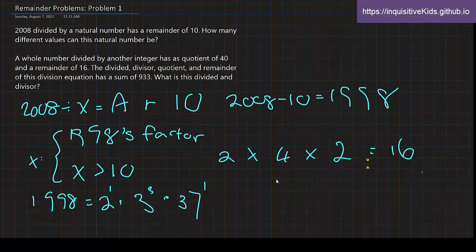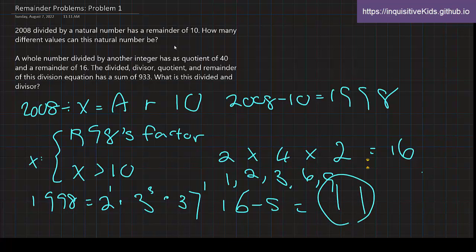And how many factors are under 10? Well, you just have to try them and you get 1, 2, 3, 6, 9. So that's 1, 2, 3, 4, 5 factors that are under 10. So we subtract 5 from 16, and we get 11. So our final answer for the first problem is 11.